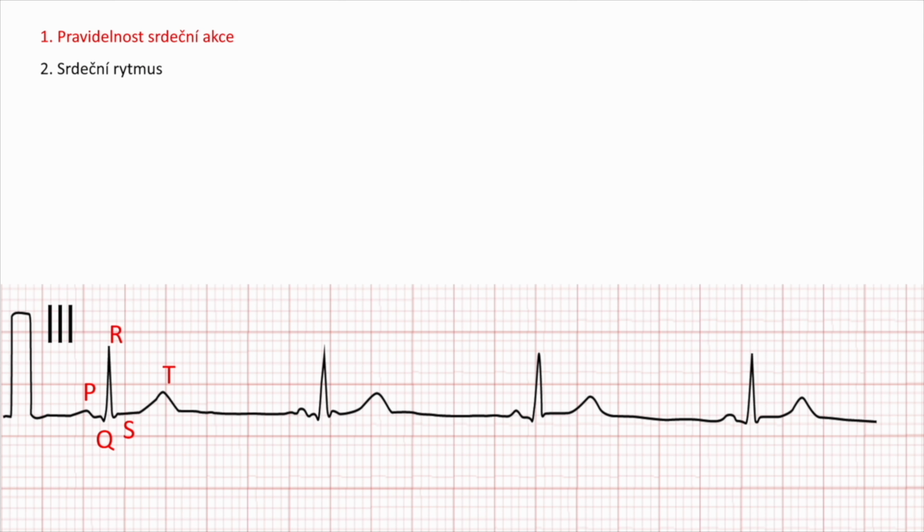Secondly, the cardiac rhythm. If every QRS complex is preceded by a P wave, we speak of a normal sinus rhythm. If the impulse does not originate in the sinoatrial node, and the P wave does not precede each QRS complex, we do not speak of a sinus rhythm. Instead, it may be pathological rhythms where the impulse is generated, for example, in the atrioventricular node, the atrial muscle, or the ventricular muscle. The P wave is absent in atrial flutter, atrial fibrillation, or sinoatrial block.